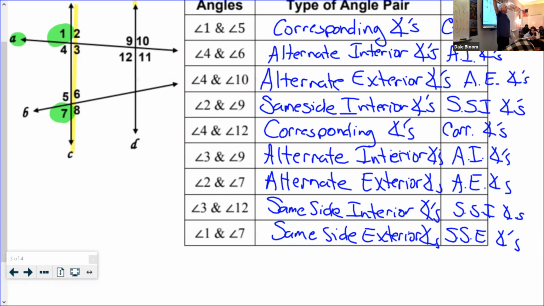You see 1, 2, 3, 4, 5, 6, 7, 8, 9, all the way to 12. Well, along the right side is also 1, 2, 3, 4. Those are the angle numbers. These.